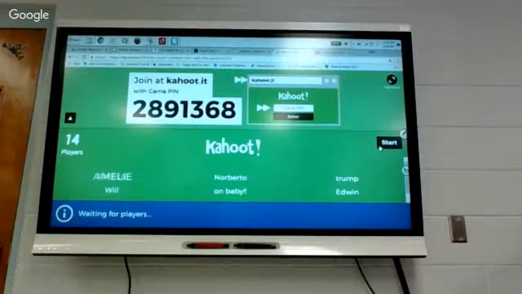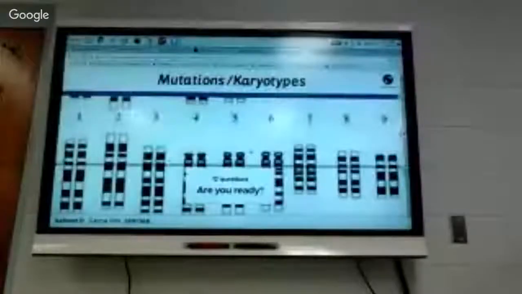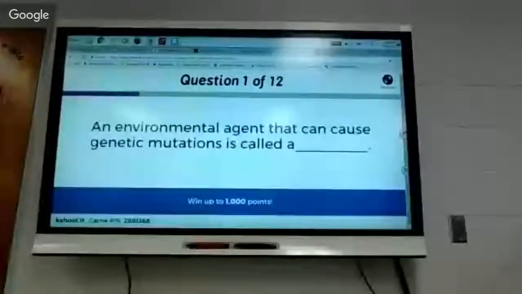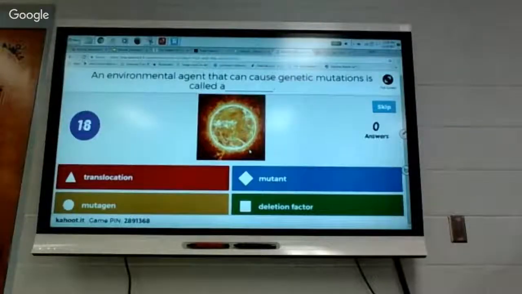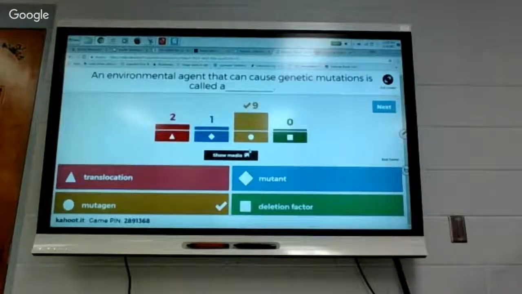All right, the first question, we're batting about 50% with the other two classes. What is the general term used to describe what causes a mutation? So like radiation and toxic chemicals. And if y'all do better than 50%, you're doing better than the other classes. Nice.